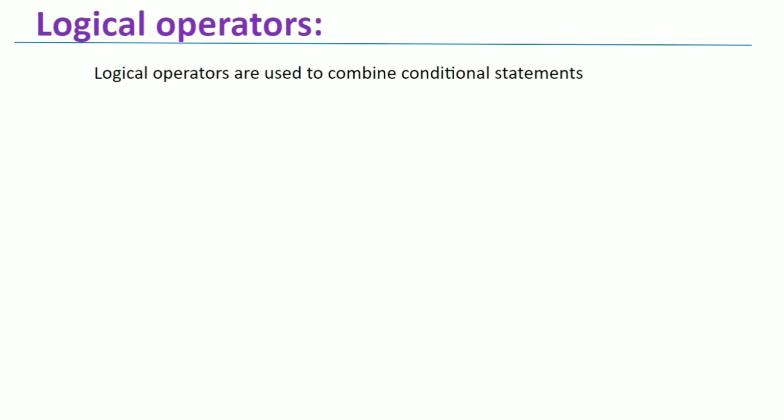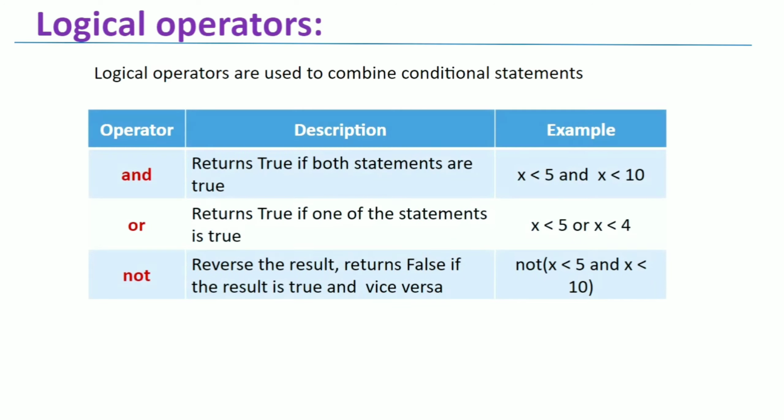The next type of operator is the logical operators. Logical operators are used to combine conditional statements, like if, elif, nested if or if else. Whenever we want to combine them, we use the logical operators, and in Python these are AND, OR, NOT.